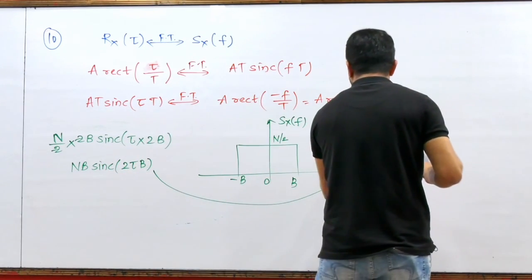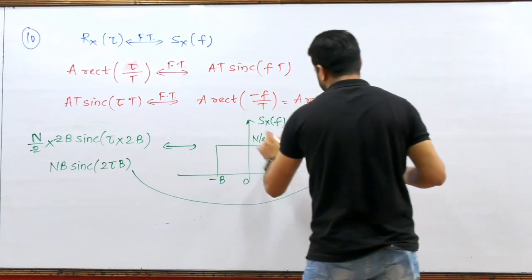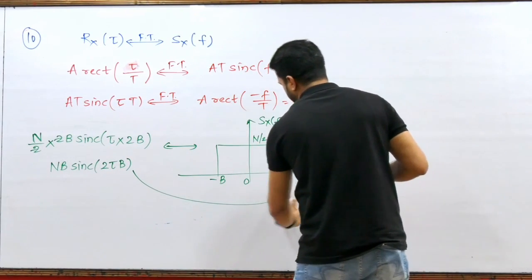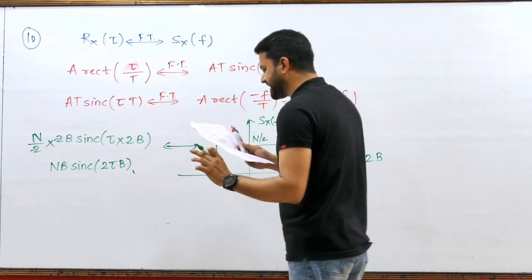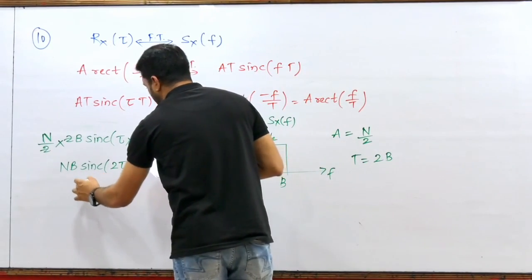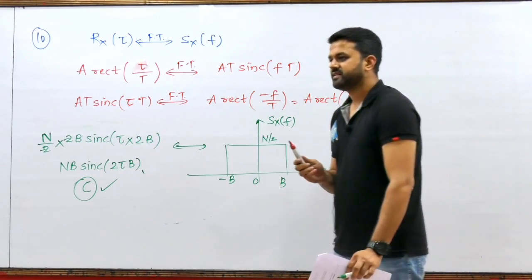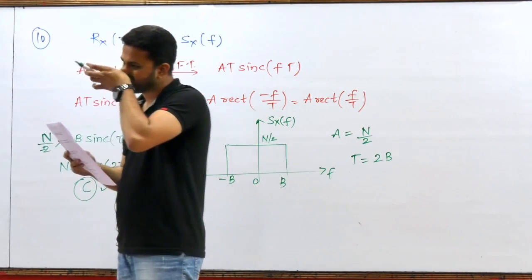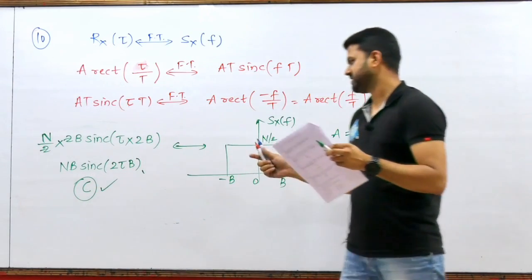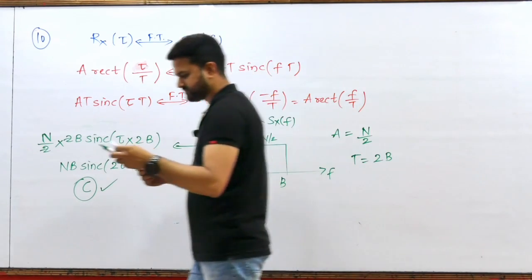Its Fourier transform will be this rectangular pulse. Is it okay? So nB sinc 2B tau, and according to the options, the correct answer is option C. So Ketan, why are you saying option D? None of the above, no, you are getting the answer here. So the correct answer is option C.